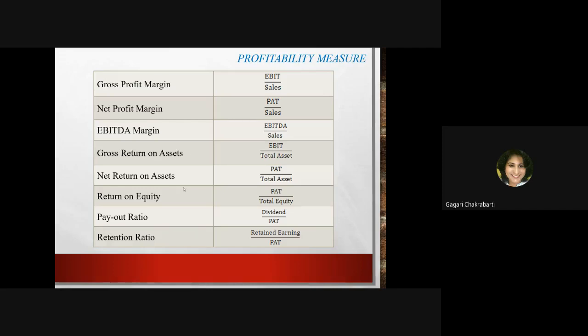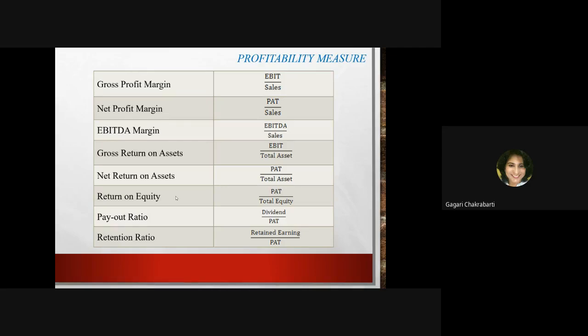So if you have an all-equity financed firm, then the return on asset will be exactly equal to the return on equity, because assets are exactly equal to equity. But if you have financial leverage, then of course there will be a discrepancy between these two, right? So these are the actual profitability measures.